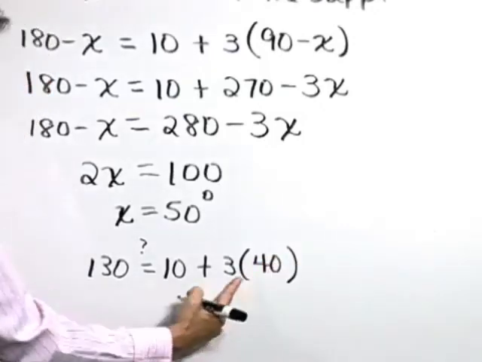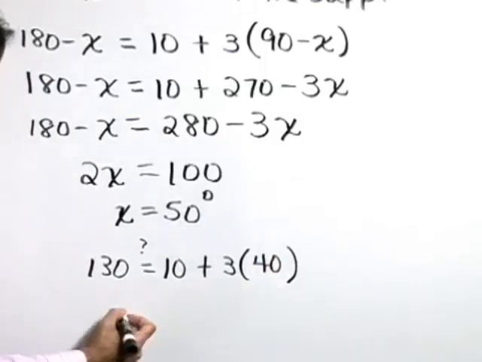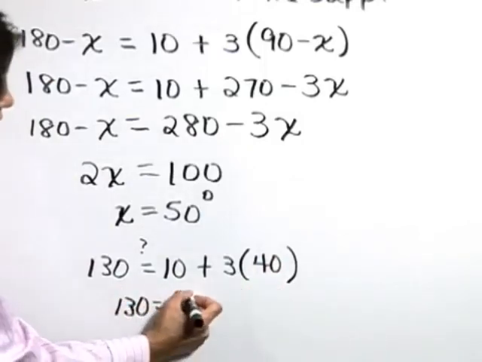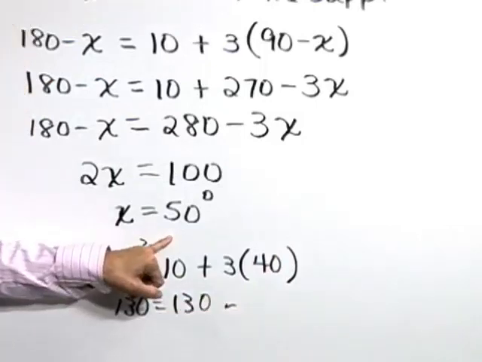Is this a true statement? Is 130 equal to 10 plus 120? Yes, it is. That's a true statement, so we can feel very comfortable that our angle measure is indeed 50 degrees.